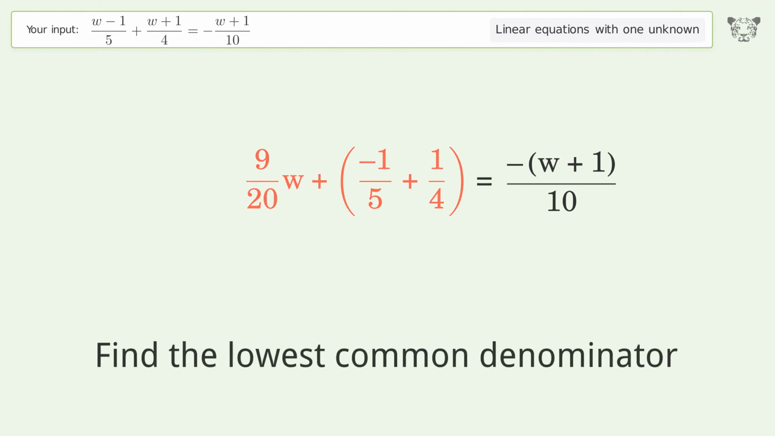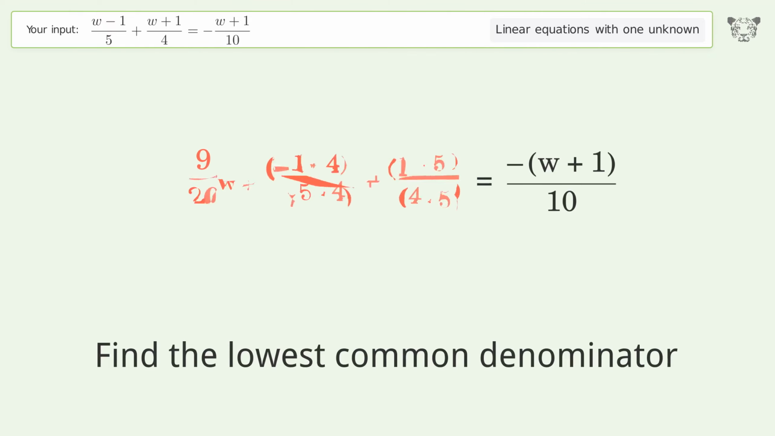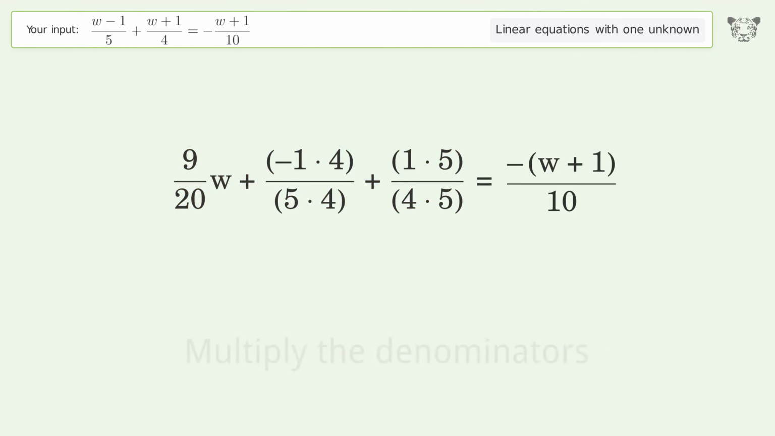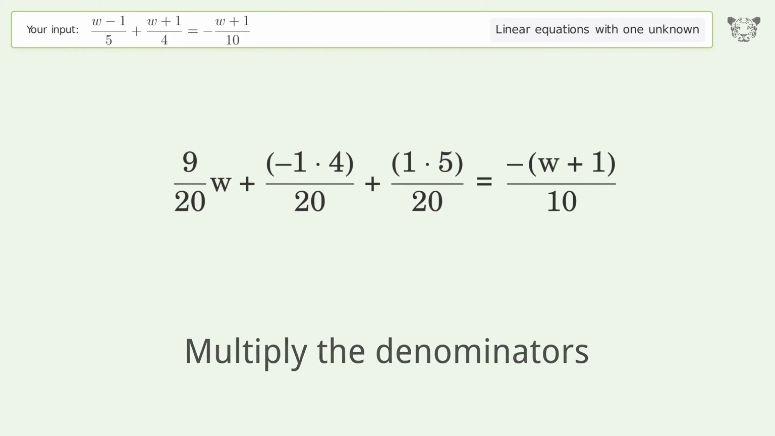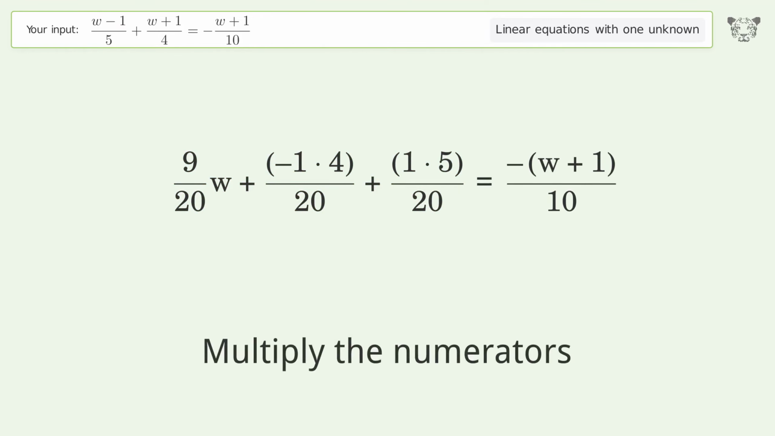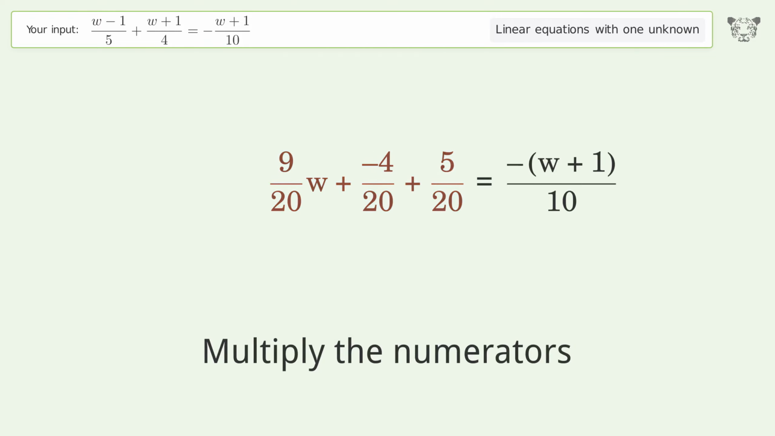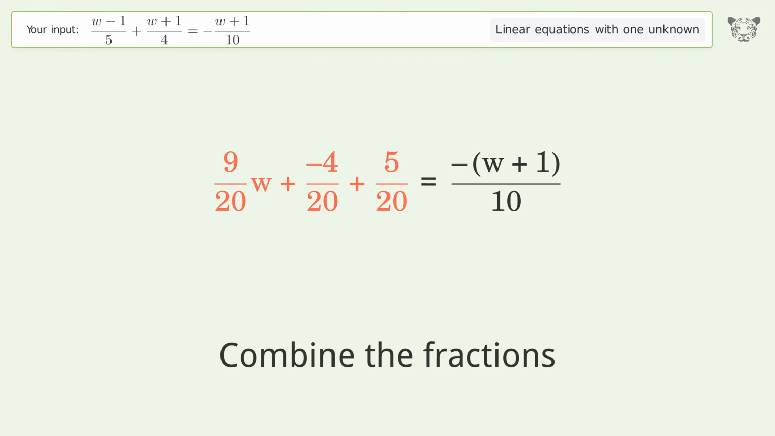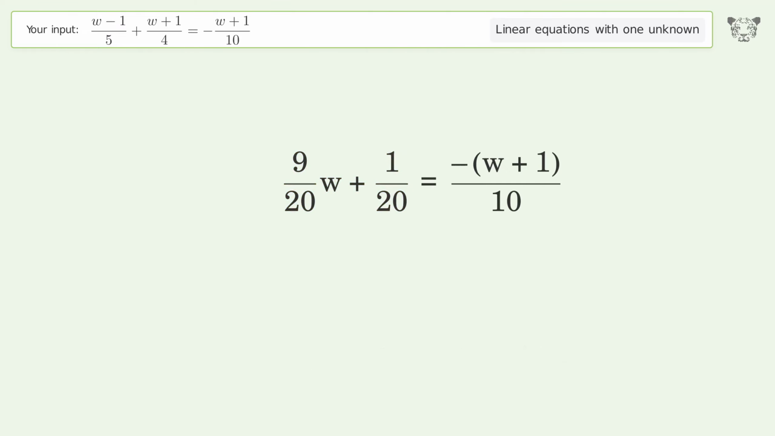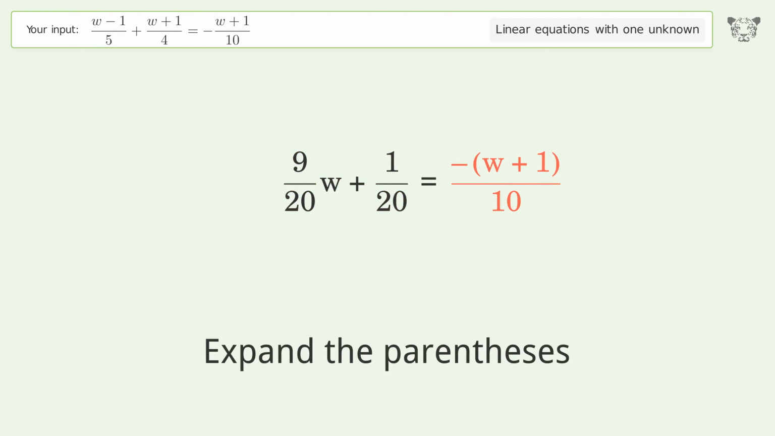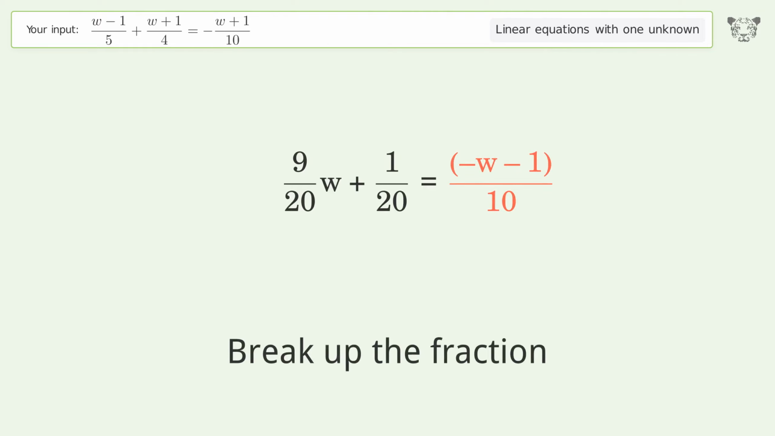Find the lowest common denominator. Multiply the denominators. Multiply the numerators. Combine the fractions. Combine the numerators. Expand the parentheses. Break up the fraction.